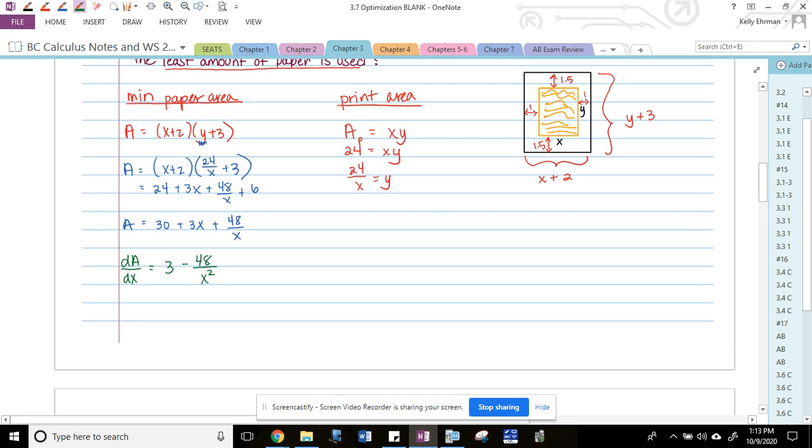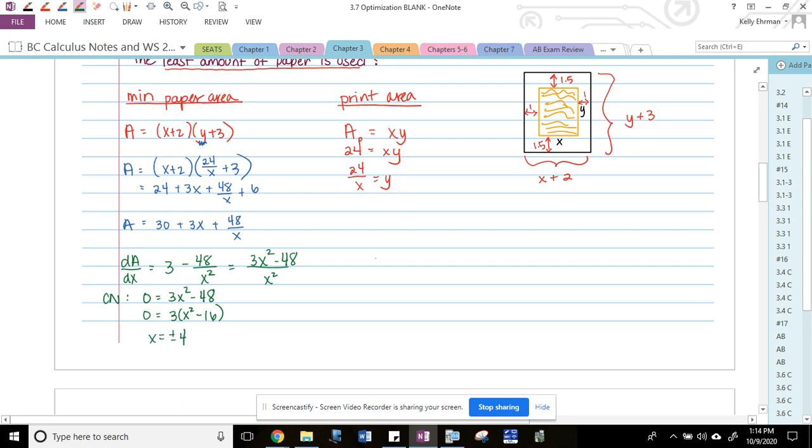And remember, anytime you have a variable in your denominator, it's a good idea to go ahead and get a common denominator, make it (3x squared minus 48) over x squared, so that you consider places where your derivative is equal to 0 and undefined. So critical numbers: 0 equals 3x squared minus 48. I can factor out a 3, or I can isolate, whatever. You should be able to get to x equals plus or minus 4.